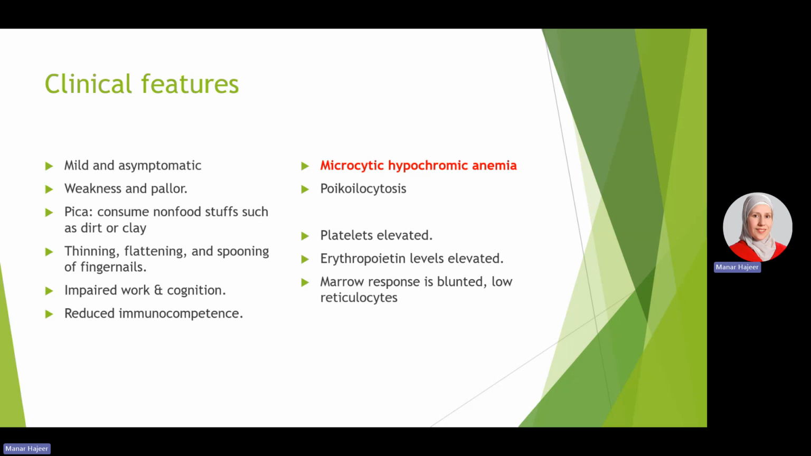Platelets will be elevated. Erythropoietin levels are also elevated because the reduced hemoglobin will stimulate the kidney to produce erythropoietin, but then this will not be reflected by a bone marrow response because there is no iron, so the marrow response will be blunted. If you measure the reticulocyte count, it will be low, unlike the hemolytic anemias.